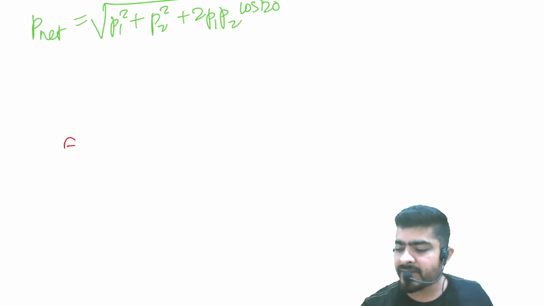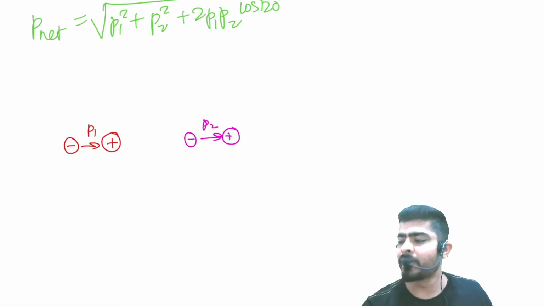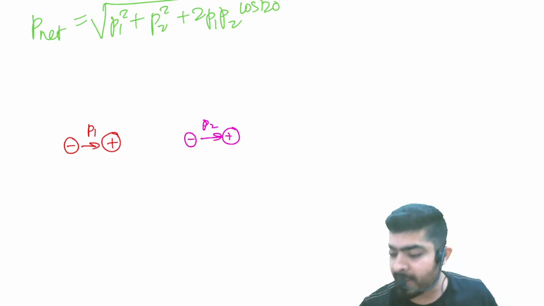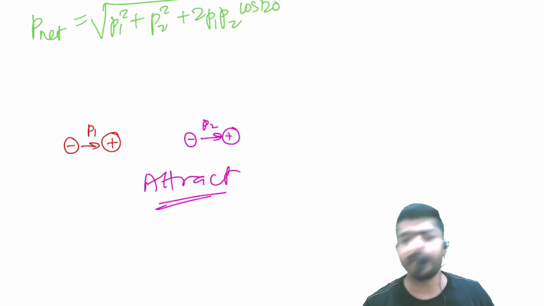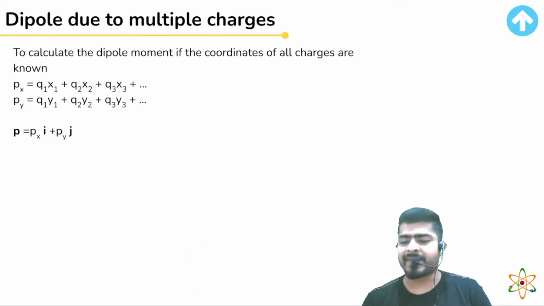This is your first dipole, P1. Then I have my second dipole, P2, and observe over here, the positive and negative charges are close to each other. That means they will attract. Simple. Okay, that's it. So let's go to the next concept.